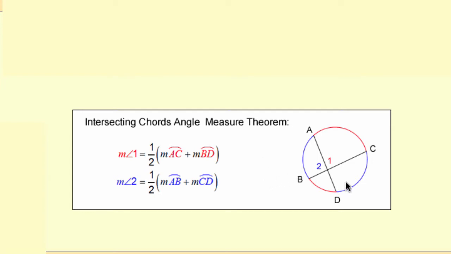says is that measure of angle 1 is the average of the two arcs, AC and BD. And measure of angle 2 is the average of the two arc measures AB and CD.